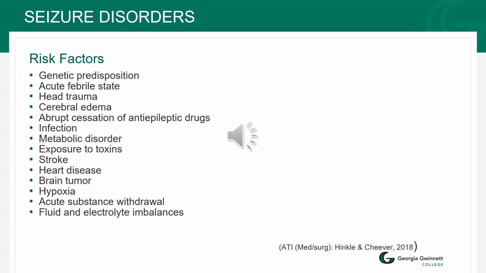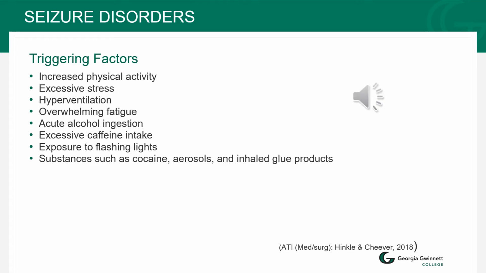Hypoxia, again, remember hypoxia is decreased oxygen levels, and if you have decreased oxygen levels in the brain, it can cause a seizure. And then I just talked a little bit about the fluid and electrolyte imbalance with the hyponatremia, but abnormal levels can sometimes cause seizures, and then dehydration that comes with some substance withdrawal can cause seizures as well. I have listed here some triggering factors that can trigger seizures. Go ahead and read through those.